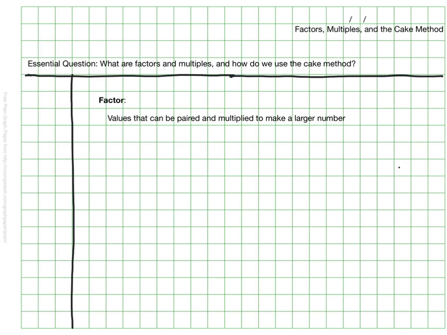I thought of factors as values that can be paired and multiplied to make a larger number. So for example, the number 10 has factors, and 1, 2, 5, and 10 are all factors of 10 because 1 times 10 makes 10, and 2 times 5 makes 10, right? So that makes them factors.